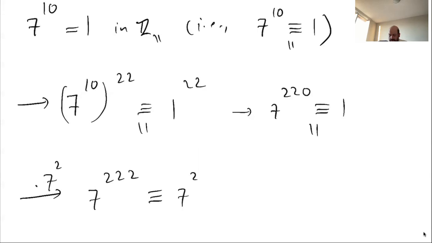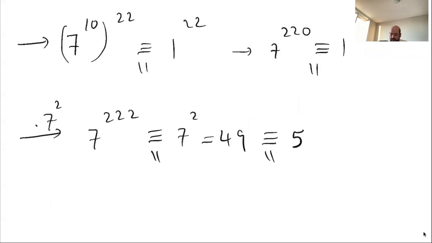So if I multiply both sides by 7 to the power 2, I get 7 to the power 222 congruent to 7 to the power 2 mod 11. 7 to the power 2 means 49. And what is 49 mod 11? It's 5, right? Because 11 divides 49 minus 5. 49 minus 5 is 44, which is divisible by 11. So there you are. That means 7 to the power 222 equals 5 in Z11, or you could say congruent to 5 mod 11.